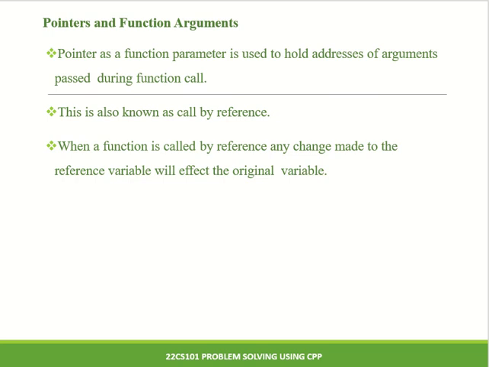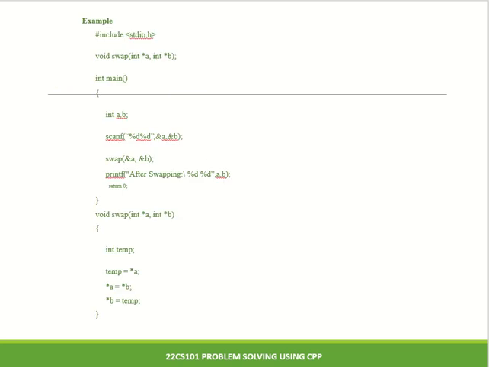The next one is pointers and function arguments. The pointer as a function parameter is used to hold the address of arguments which are passed during the function call. This is called call by reference. When a function is called by reference, any change we make to the reference variable will affect the original variable. We can explain that with an example.